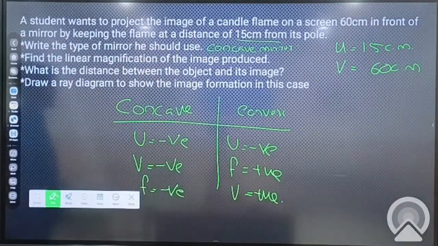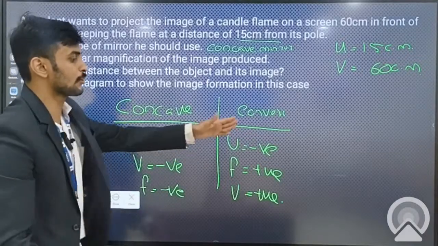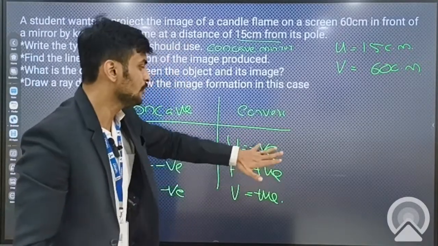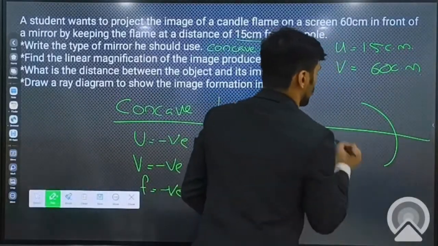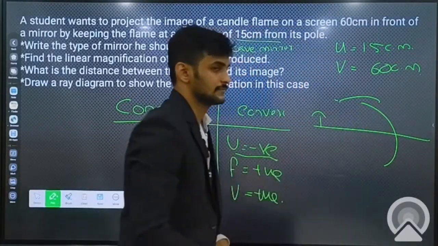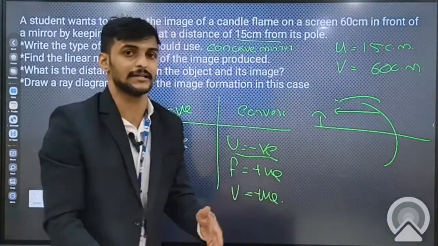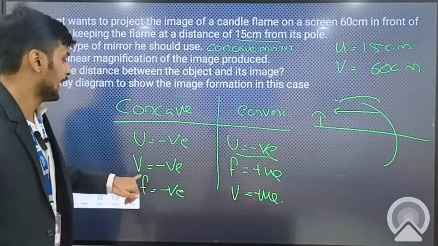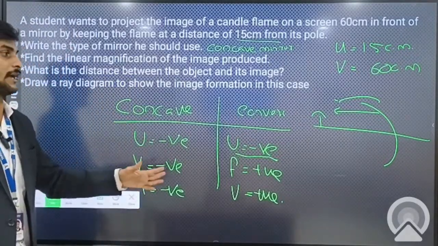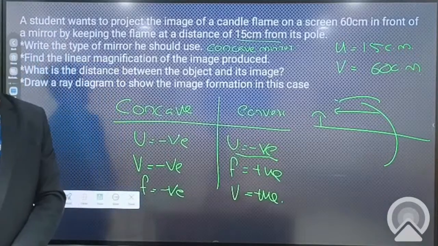You have to learn this by heart, and you have to understand it. For concave, everything is negative. For convex, only u is negative. u is negative in all cases because we are always placing the object on the left side. Every reading to the left of a mirror or lens is negative. So u will always be negative, and v and f will be negative for concave, and for convex, f and v will be positive.